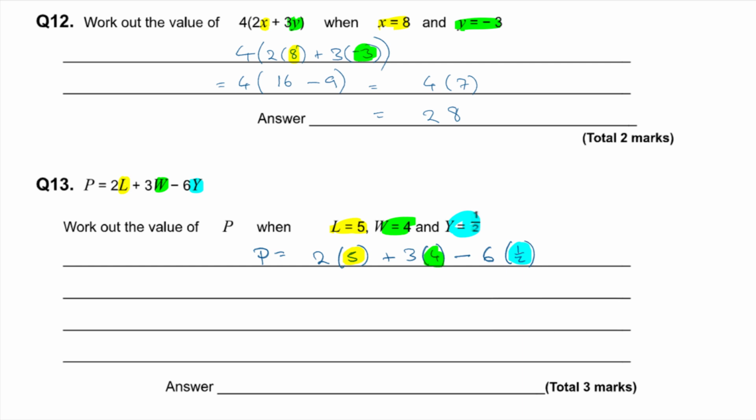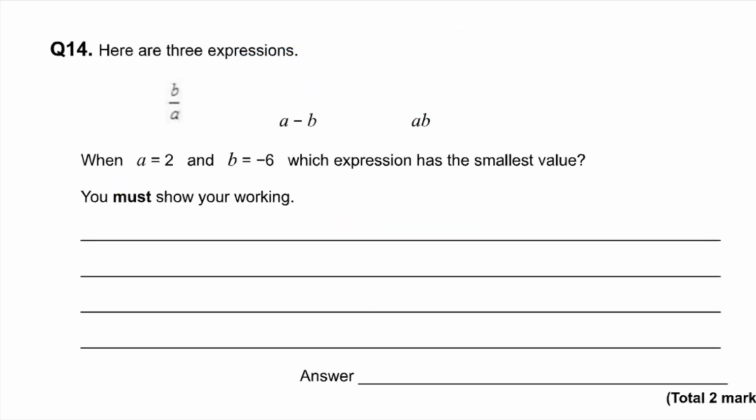Okay. So then once we've got the numbers in, then we can work them all out then. So 2 times 5, that's 10. 3 times 4, that's 12. And minus 6 times a half, half of 6 is 3, that's going to be minus 3. So I've got 10 plus 12 minus 3. 10 plus 12 is 22. Take away the 3, that's 19. That's my final answer. Question 14, here are 3 expressions.